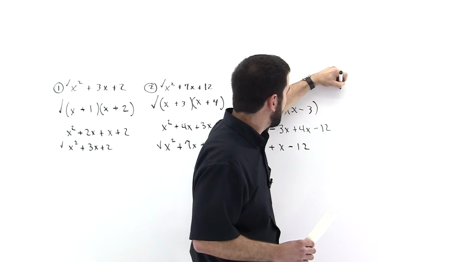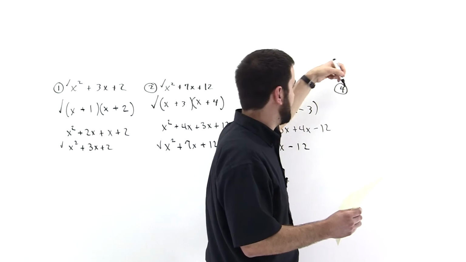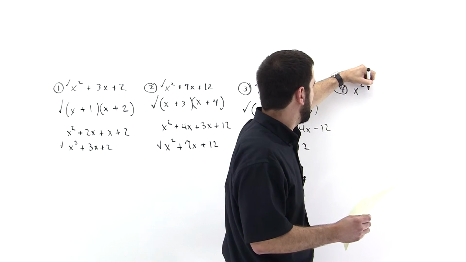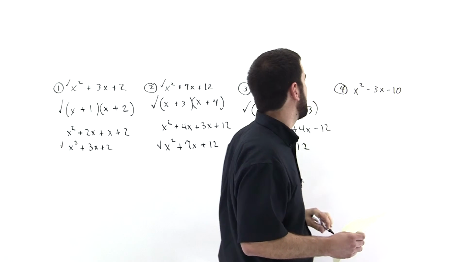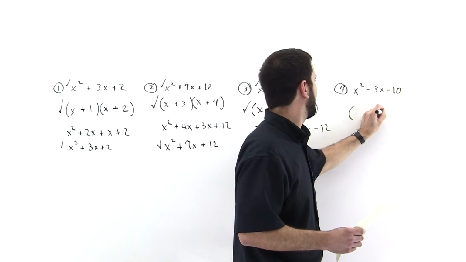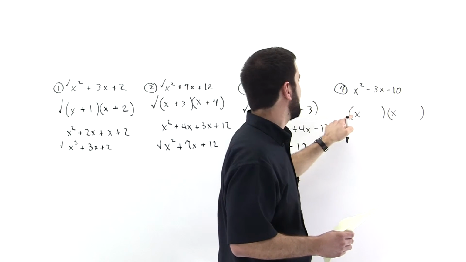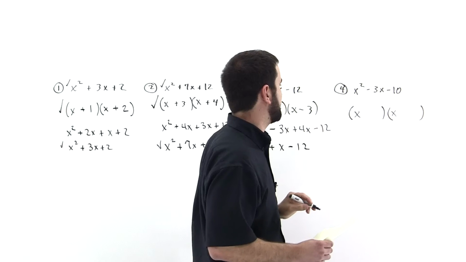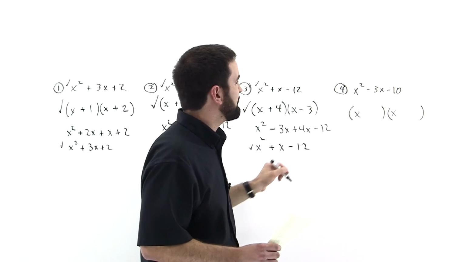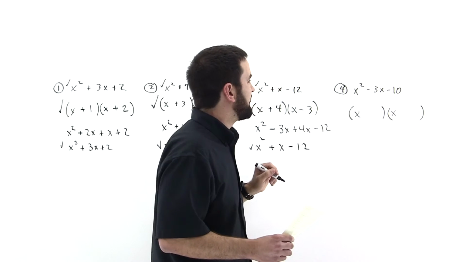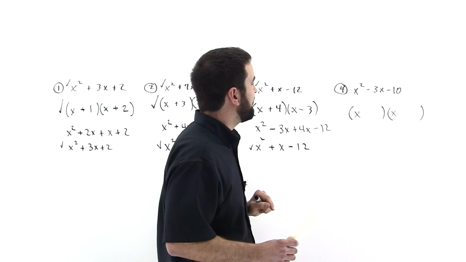Number 4 is x squared minus 3x minus 10. So we have our two quantities here. We know that there's going to be an x here and an x here because this times this has to equal that first term, x squared. And then we want the product of the two numbers to be equal to this last thing, but then the sum of them to be equal to this middle coefficient, right?